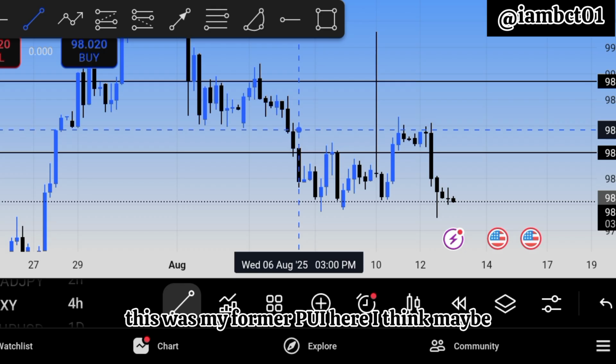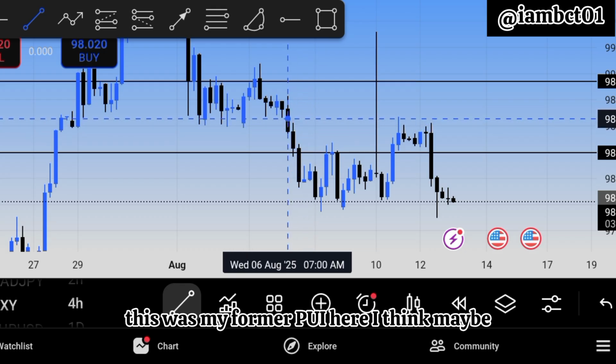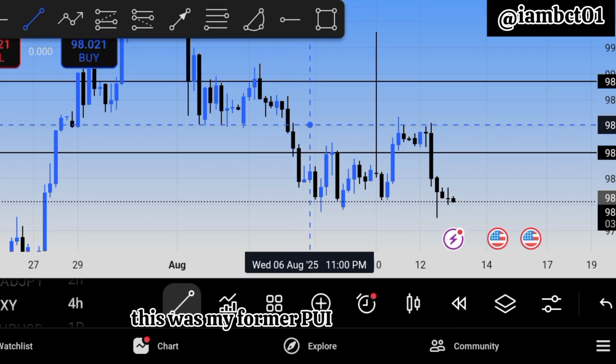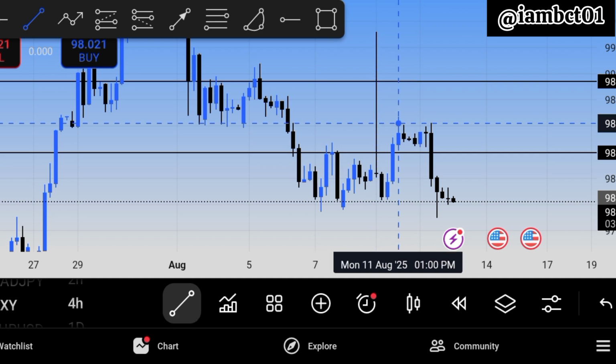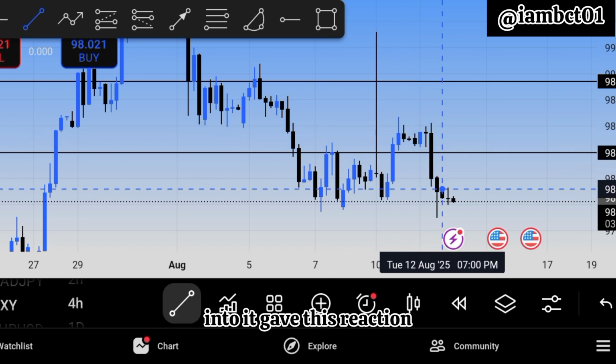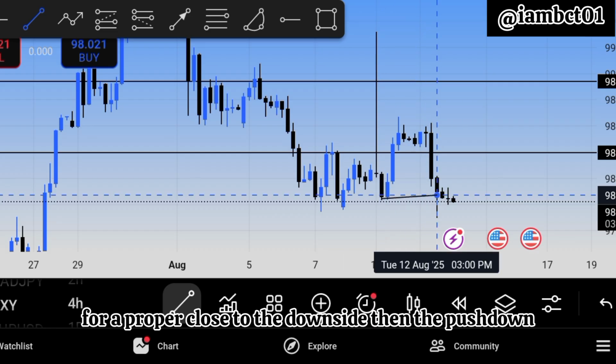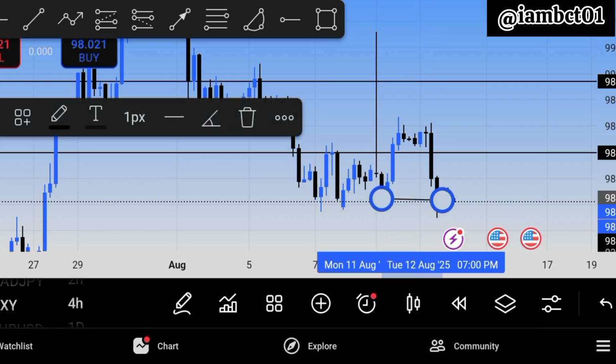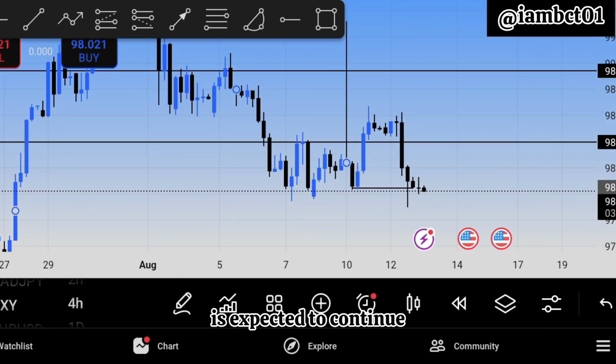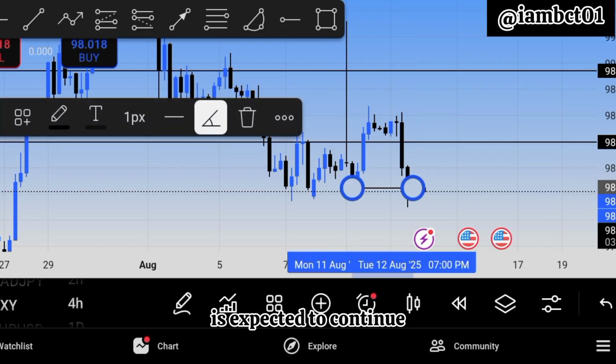This was my former point right here. I think maybe if I clear the chart, you might have seen this one come up right here. Price clicked it, so it gave this reaction and then pushed down. So we should be looking for a proper close to the downside. Then the push down is expected to continue.